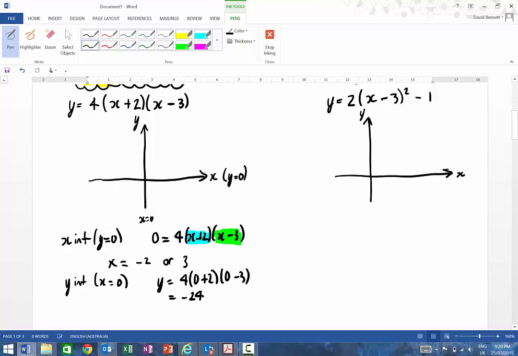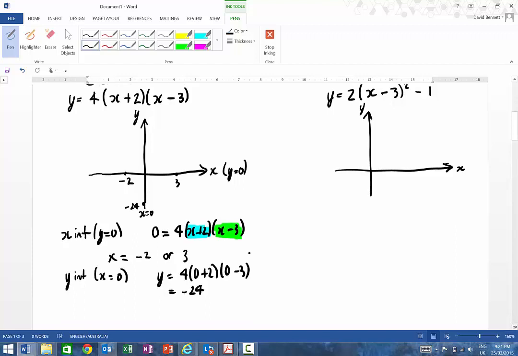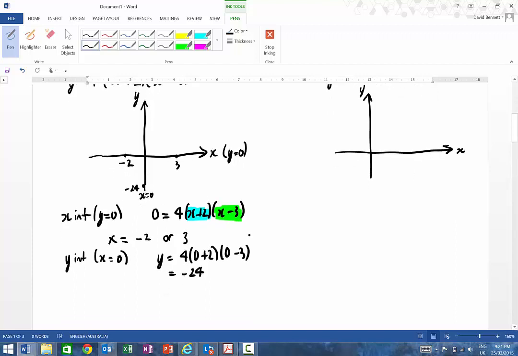I could in fact put those onto the curve if I want to. So I have an intercept here at -2, I have an intercept here at 3, and I know it's not going to be to scale, but I've got a y-intercept at -24. Now the next thing I need to do to sketch this particular curve is the axis of symmetry.